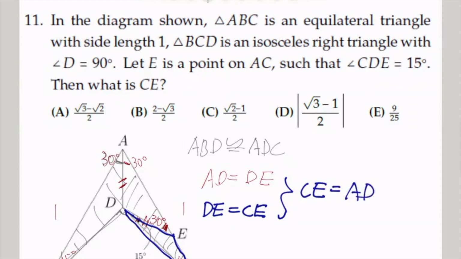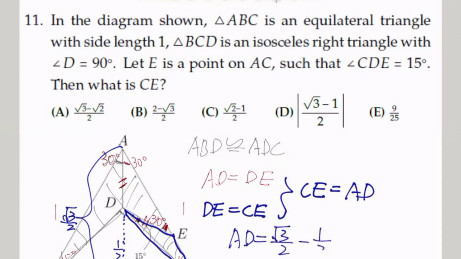CE is not very easy to compute directly, but if we look at AD, it's much easier. So let's see how we can do that. For AD, we notice that it is part of the height of ABC when we use BC as the base. So this is the midpoint of BC, and this part is 1/2, which means that the height of BDC is also 1/2. And the height of ABC, we know that the side length is 1 and BP is 1/2, so the height is √3/2. Thus, AD equals √3/2 minus 1/2. And this is also the length of CE. So D is the right answer.